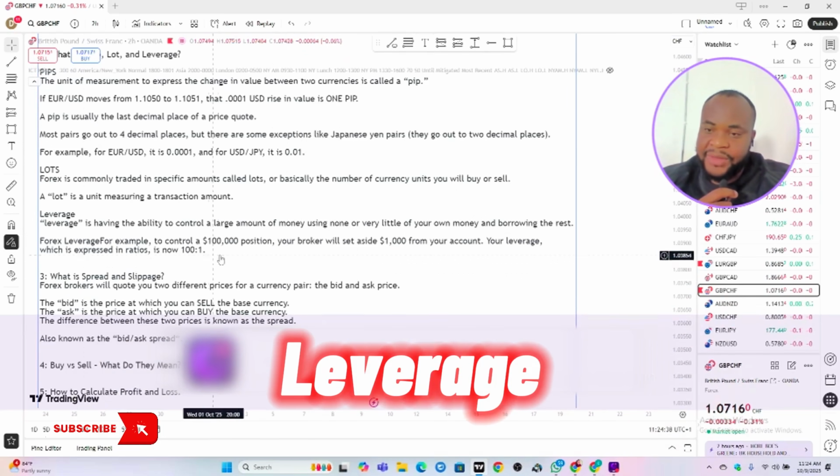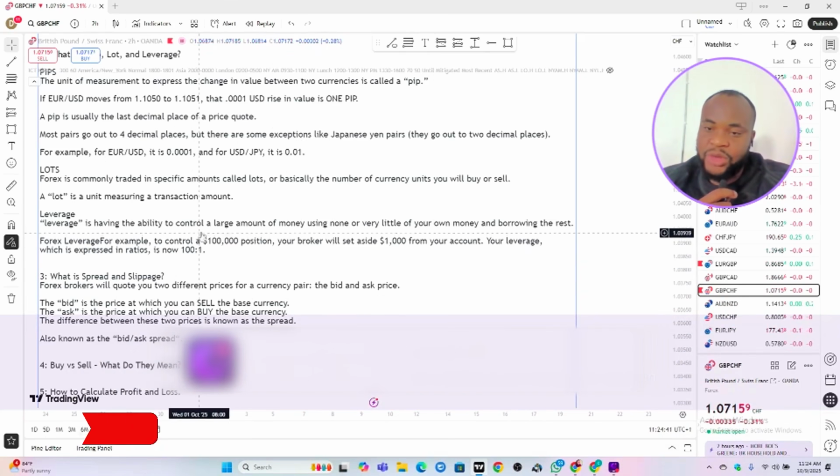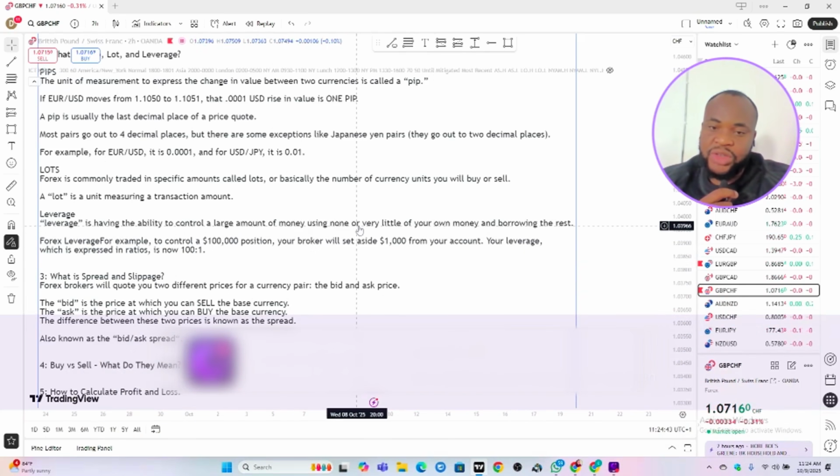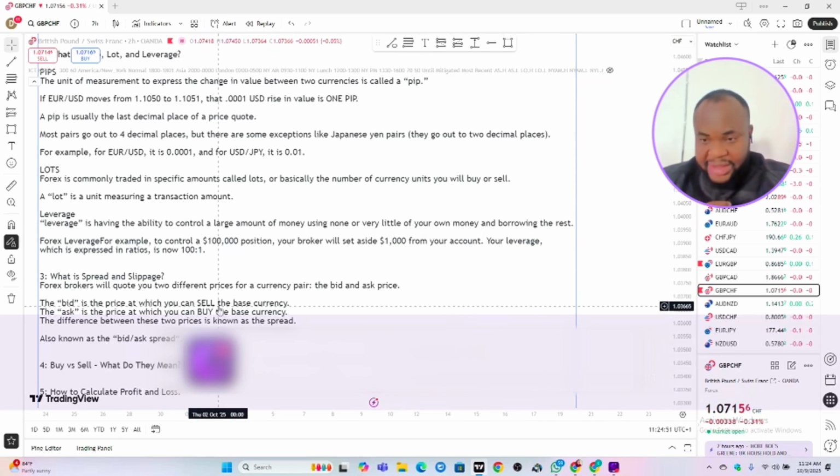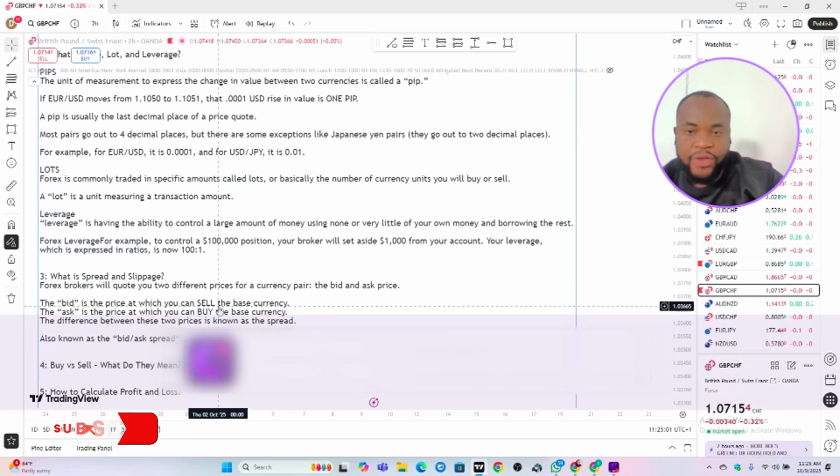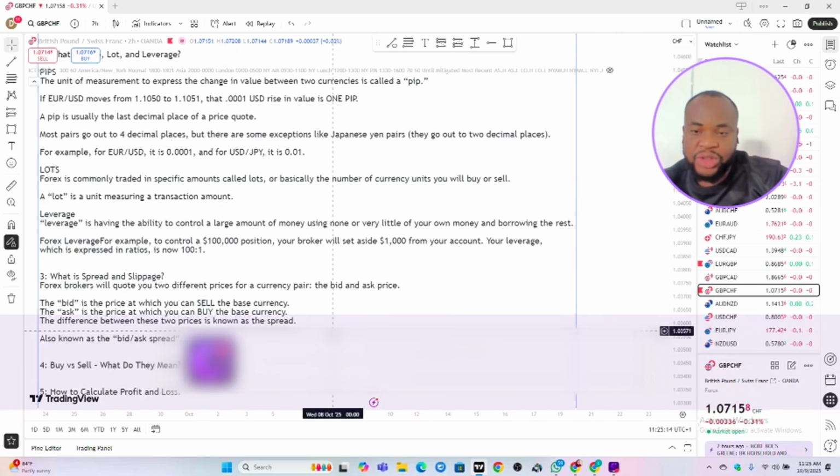So for leverage, leverage is the ability to control a large amount of money using none or very little of your own money and borrowing the rest. So in forex, most times if you are not too good at what you are doing, or your strategy is not strong enough, they will always tell you not to over leverage, because if you do, you'll be in very huge debt. So it's better you don't over leverage.